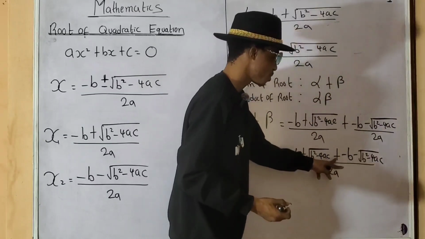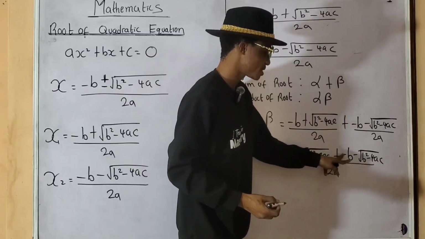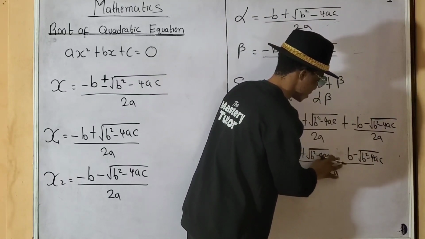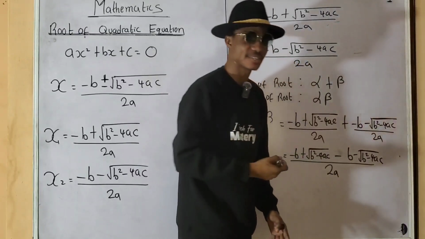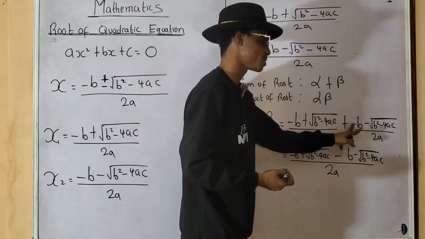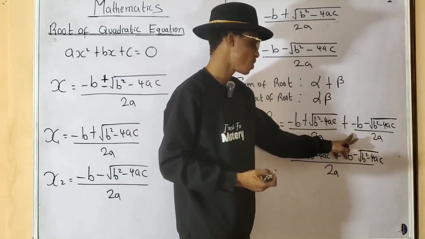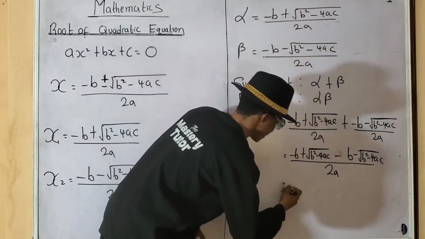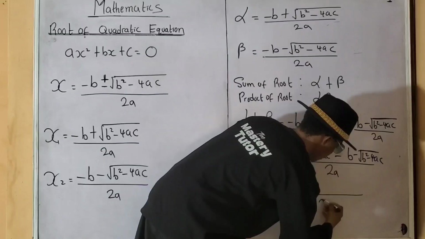plus negative b minus the square root of b squared minus 4ac. Now, do you know that plus times negative will give me what? Negative. So I'm going to have minus here. Do you understand? This positive will multiply the negative that I have at the front of b, so I'm going to have negative, okay? So please pay attention. Here, we can simplify this further. This will be over 2a.